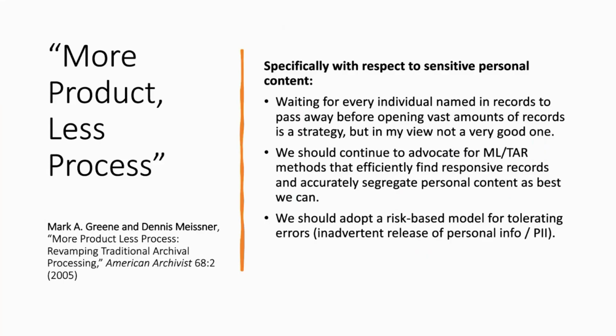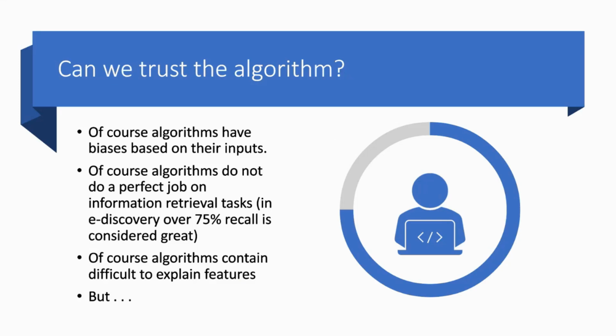The question here is, with respect to sensitive personal information, what can we do? Waiting for every individual named in records to pass away is not an option. We should be advocating for an agentic process that has machine learning for segregation of sensitive products. We, of course, have issues about training or trusting the algorithm.